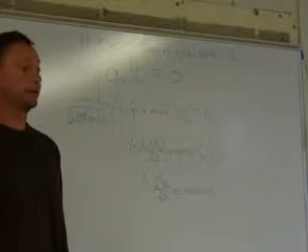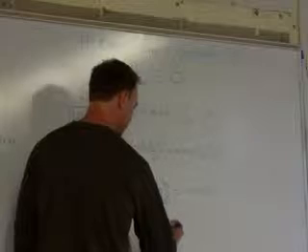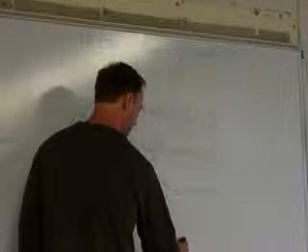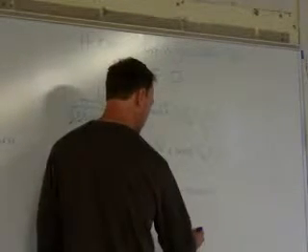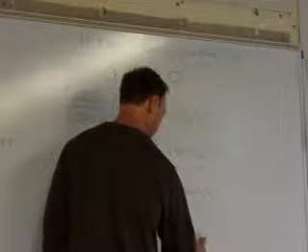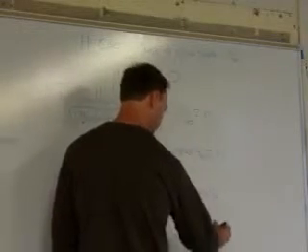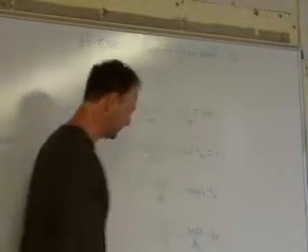Separate the variables again, or isolate them, however you want to say it. So it's going to be dψ₀/ψ₀ = −mωx/ħ dx. Make sure I get that right. Yes. All right, how do I solve that?